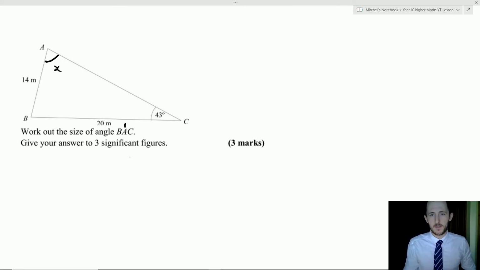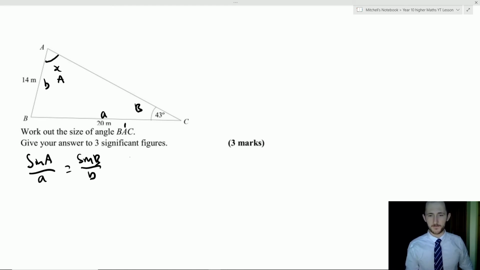Perfect. So again, we can call this angle A, this side A, this angle B, side B. If you want to call it C, you can. Really doesn't make a difference. And we're working at an angle, which is quite nice. So sine A over A equals sine B over B. And we want angle A, so just times both sides by little a. We have sine of angle A, the big A, equals A sine capital B over lowercase b.